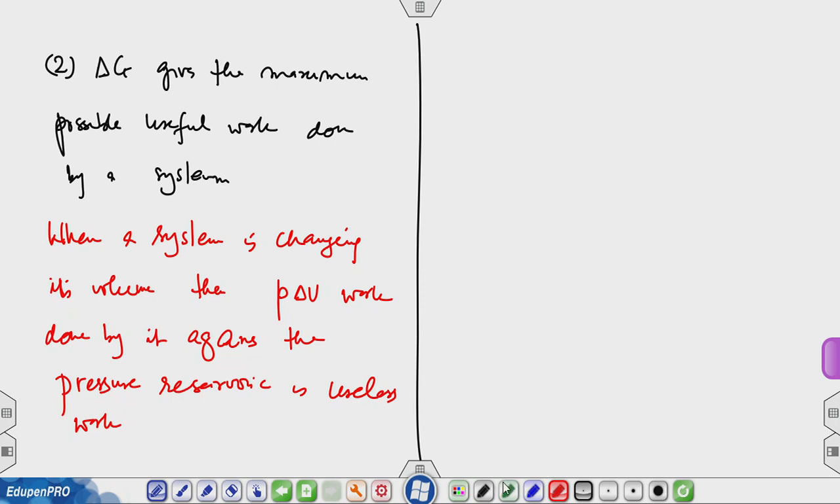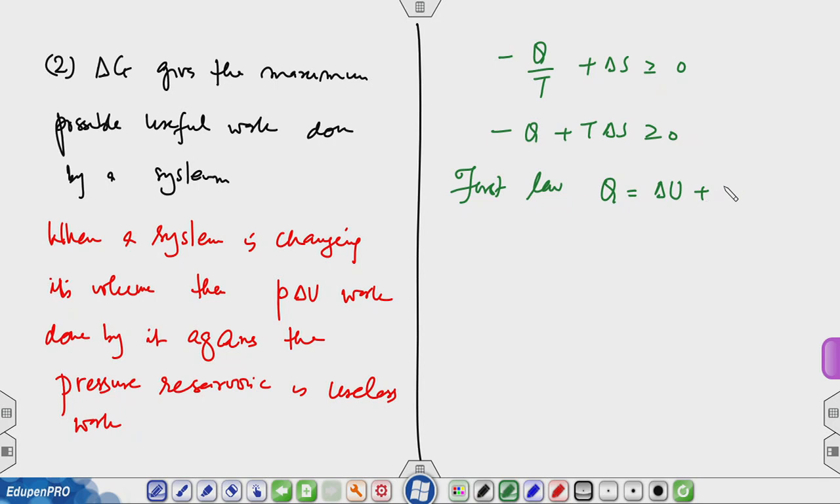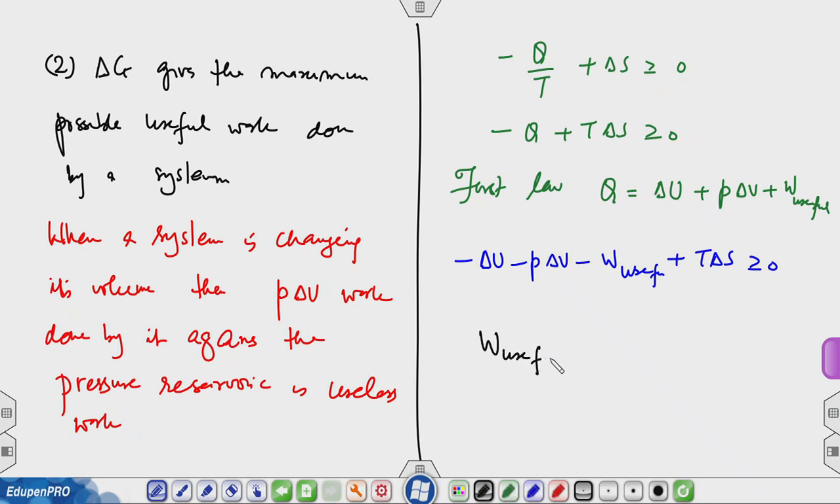Again, we'll use the entropy maximization principle and say that minus Q over T, where Q is the heat given by the reservoir to the system, plus delta S is greater than or equal to 0, and minus Q plus T delta S is greater than or equal to 0. First law gives Q equals delta U plus P delta V plus W useful. You substitute this in, you get minus delta U minus P delta V minus W useful plus T delta S is greater than or equal to 0. And you change the signs and everything, and then you get from this that W useful is less than or equal to minus delta G.